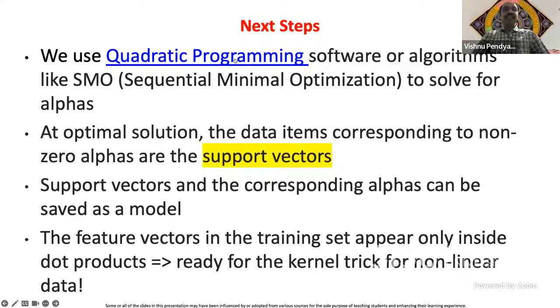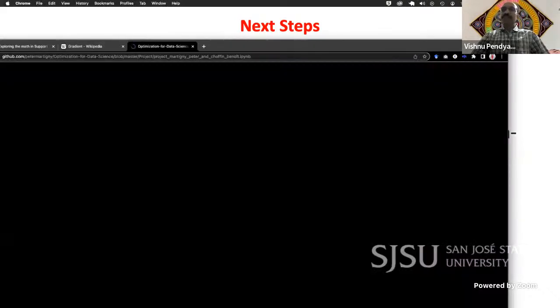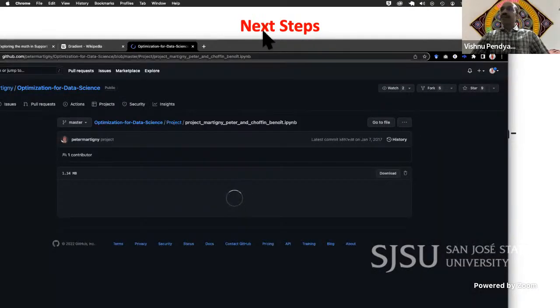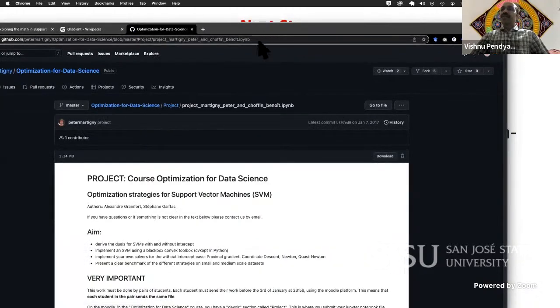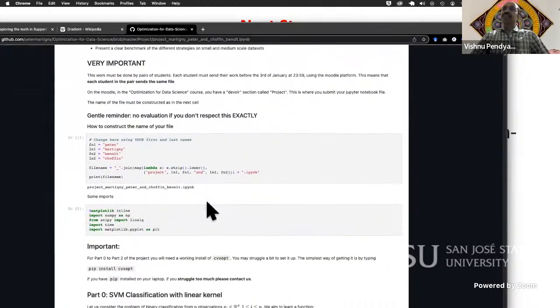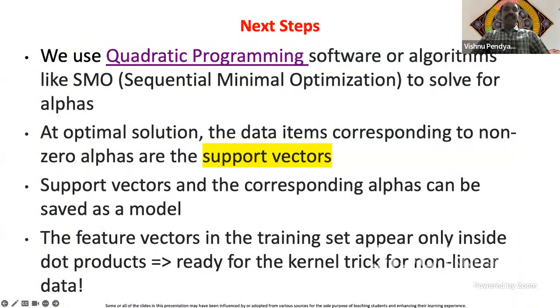I particularly found this interesting. Somebody put up a Jupyter notebook for optimizations, and particularly optimization strategies for support vector machines. It's a very interesting work. You can probably take a look at a later time. But basically, we give those equations that we derived in the last two slides to the quadratic programming software, or there are algorithms like SMO, sequential minimal optimization, to solve for alphas.